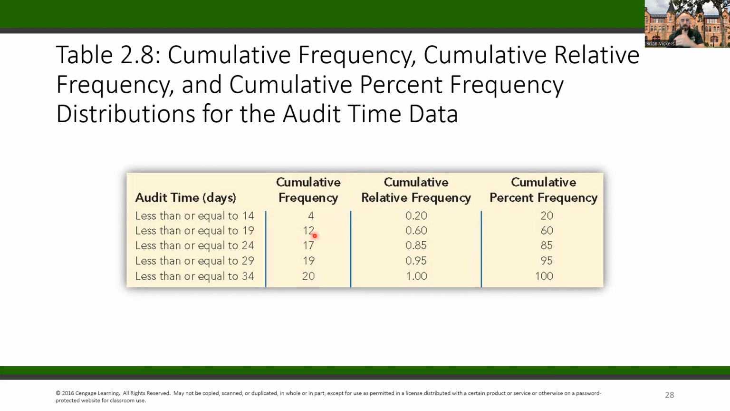Cumulative means as you're going, you add it up. So 4 and 8 is 12, and then there are 5 more in this 20 to 24 range, which means everything less than or equal to 24, there's 17 total. So 4 plus 8 plus 5, okay? And then 2 and then 1. So you're just adding it up as you go.